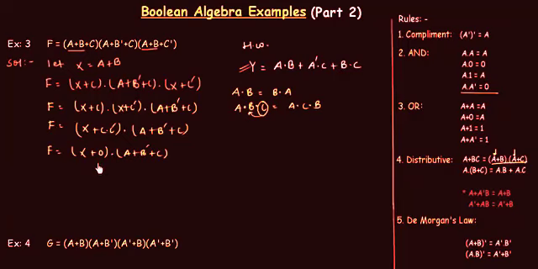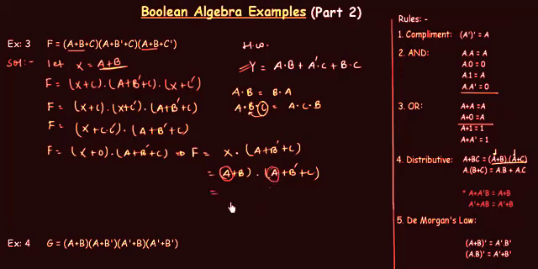X or 0 is equal to x. From here you can see a or 0 is equal to a. Therefore function f is equal to x and a or b complement or c. Now we assumed x equal to a or b, so I will replace it by a or b. So a or b and a or b complement or c. Again we will use the distributive law because a is common. So using the distributive law, I have a or b and b complement or c.